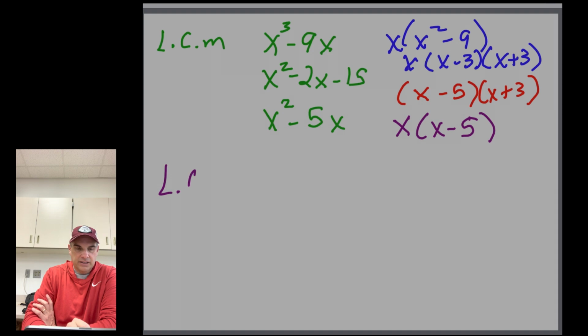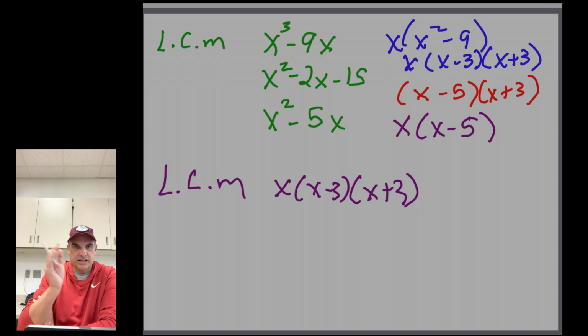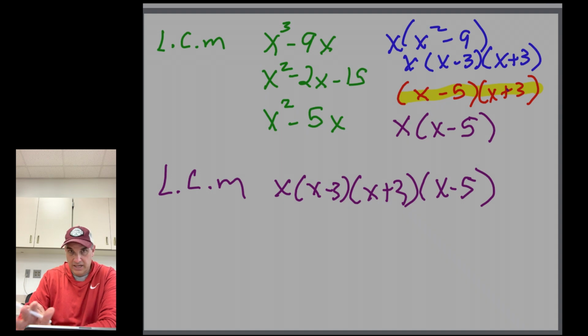So now when I'm finding the least common multiple, I just start with the first one and I write all the terms down. So I've got an x, I've got an x minus 3, I've got an x plus 3. And I take it to its highest exponent, so those are all at the highest exponent. Now I look at the second one and I ask, is anything repeated from the second one to what I already have written down? The x plus 3 is repeated, so I don't need to write the x plus 3 down. I just need to write the x minus 5 down. I already have the x plus 3, so I don't need to add it in there again.